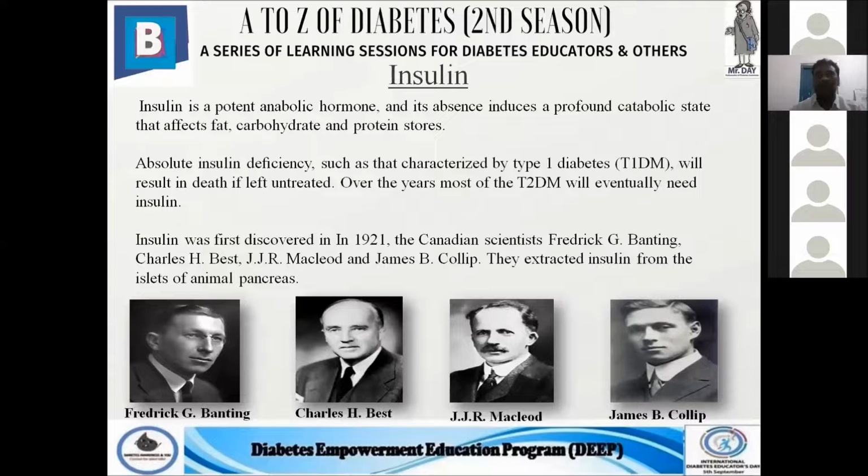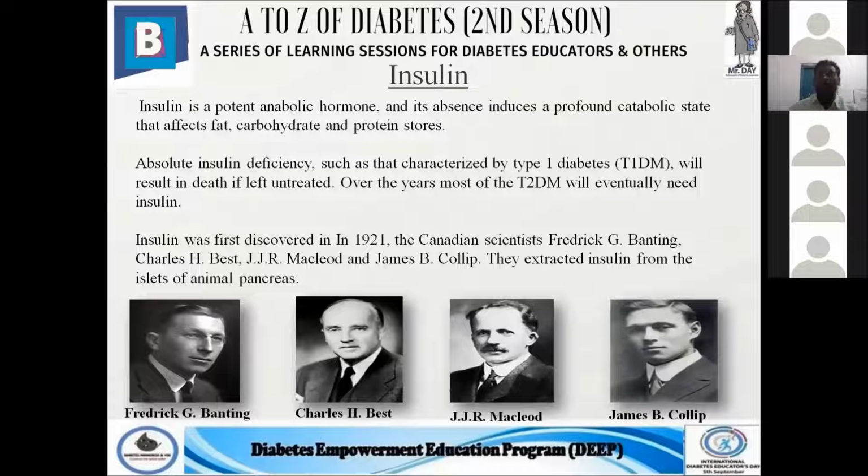Over the years, most people with type 2 diabetes mellitus will eventually need insulin, because we all know that by the time we diagnose type 2 diabetes mellitus, we already have 50% less beta cell function, and we lose at least 4 to 6% of beta cell function every year. So in due course of time, and due to the increased lifespan of individuals because of improved health infrastructure, more people with type 2 diabetes mellitus will definitely need insulin in the future.